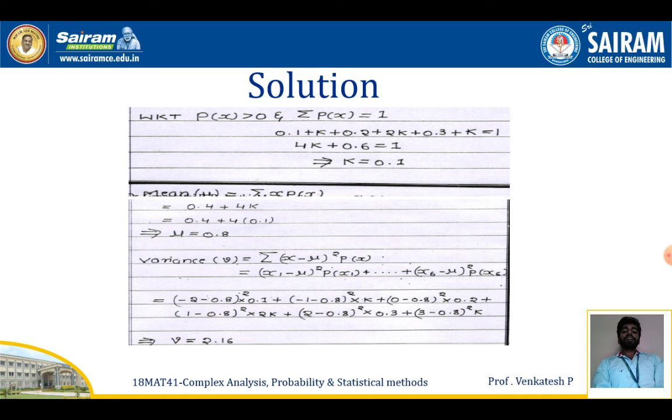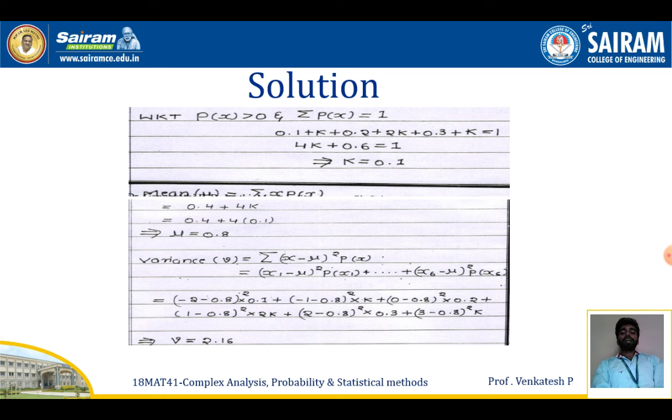In the same way, I can find the mean also. The mean formula is summation x into p of x. If I simplify this summation, the value will be 0.4 plus 4k. Since k is 0.1, I can estimate the mean value is 0.8 at k is equal to 0.1. Similarly, I can estimate the value of variance also.